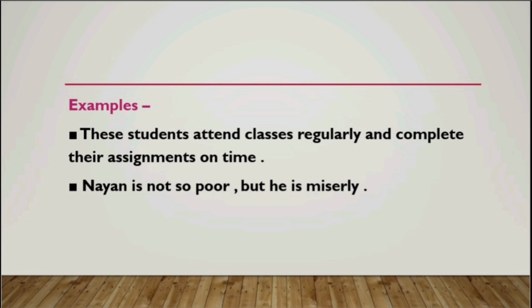The next example is, Nayan is not so poor but he is miserly. So Nayan is not so poor is an independent clause, and the other, he is miserly, is also an independent clause. Two independent clauses joined by the coordinating conjunction but is an example of a coordinate clause. So therefore this is also an example of a coordinating clause.